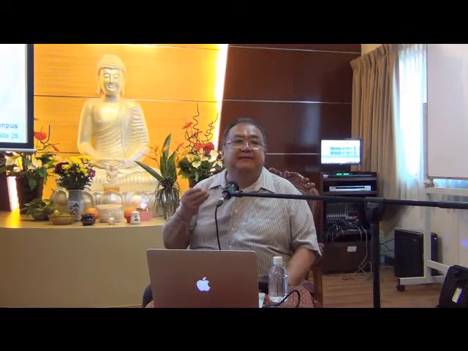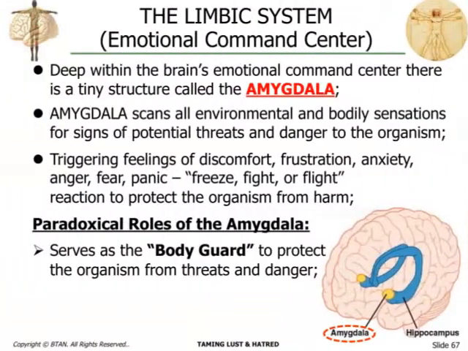This is what the amygdala has evolved to do. The amygdala evolved to protect you from harm. But at the same time, the amygdala has paradoxical roles. So there are really two opposite roles. This is the paradox of the amygdala. It has two paradoxical roles. The first one I just described to you. It is there to protect you from harm.